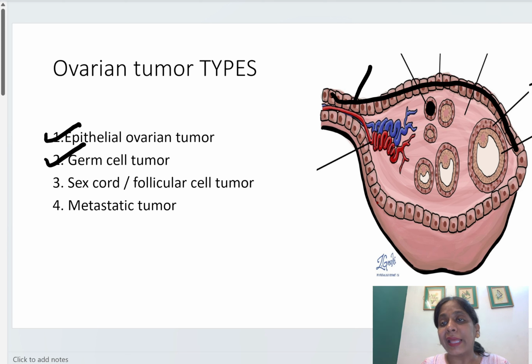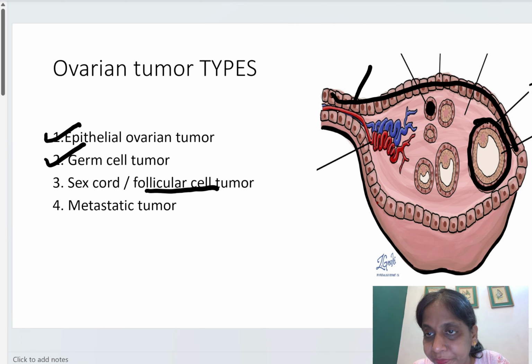You all know that the follicle is the place where our ovum rests. Ovum is inside the follicle, so the follicle is the home of the ovum. So if that follicle gets tumorous, then it is known as the follicular cell tumor. Why is this follicle known as sex cord? We all have studied in menstrual physiology that the follicle's granulosa cell, the outer layer of the follicle, is known as the granulosa cell.